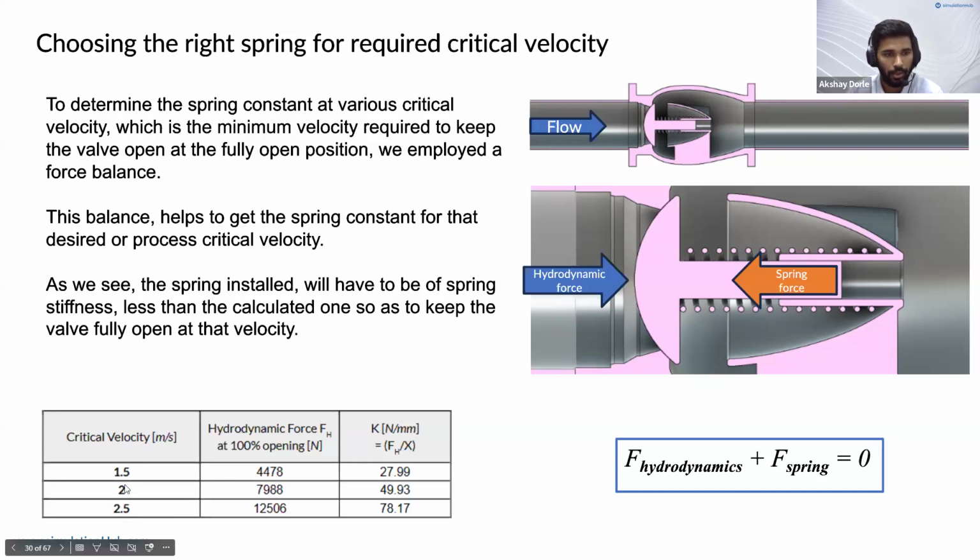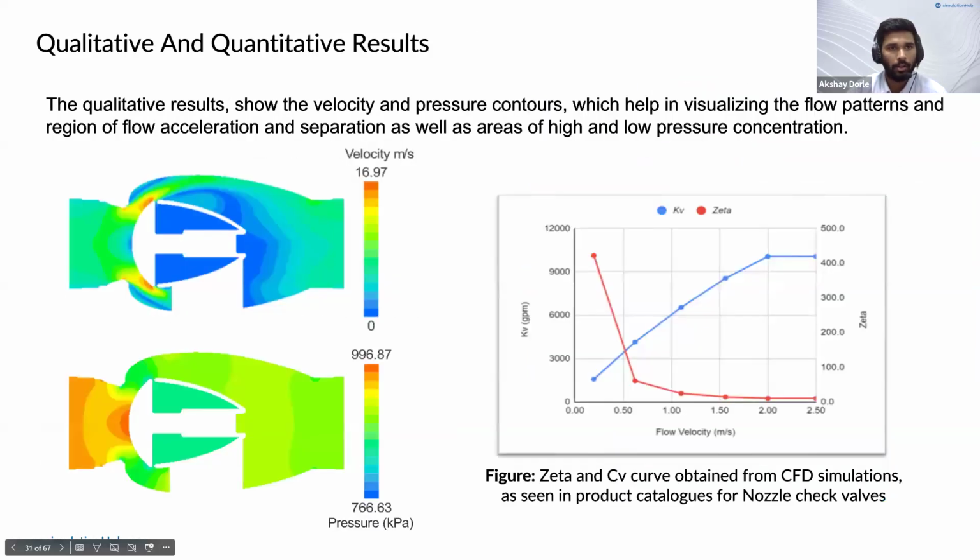Let's say you want to go with 2 meters per second critical velocity, or that's how the process conditions are set up for you. So that will give you the insight: okay, my spring stiffness needs to be somewhere around 50, slightly lesser than that, so that it will compensate for friction and other small losses, and the valve will be able to completely open with that spring. These are the qualitative and quantitative results that we extracted.